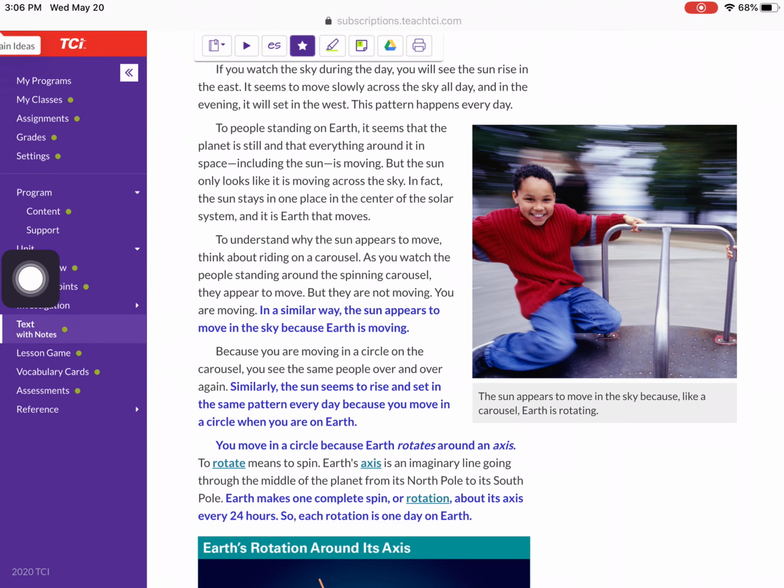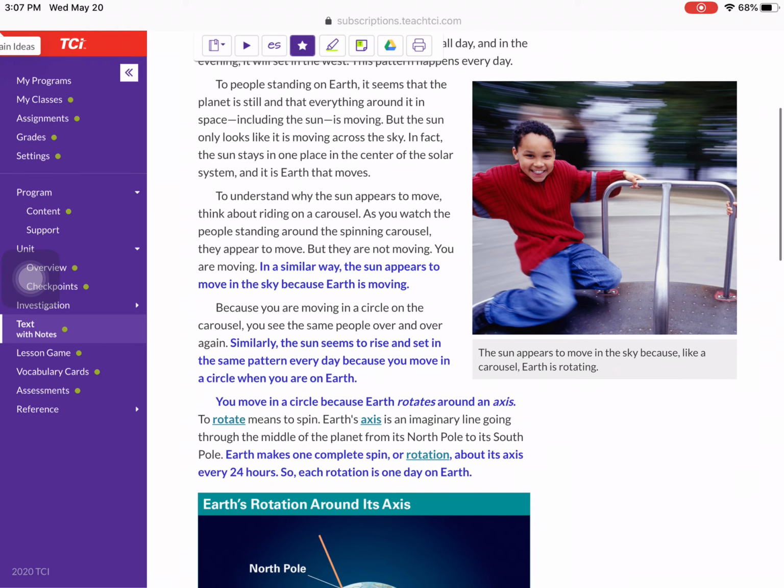To understand why the sun appears to move, think about riding on a carousel. As you watch the people standing around the spinning carousel, they appear to move, but they are not moving. You are moving. In a similar way, the sun appears to move in the sky because Earth is moving. Because you are moving in a circle on the carousel, you see the same people over and over again. Similarly, the sun seems to rise and set in the same pattern every day because you move in a circle when you are on Earth.